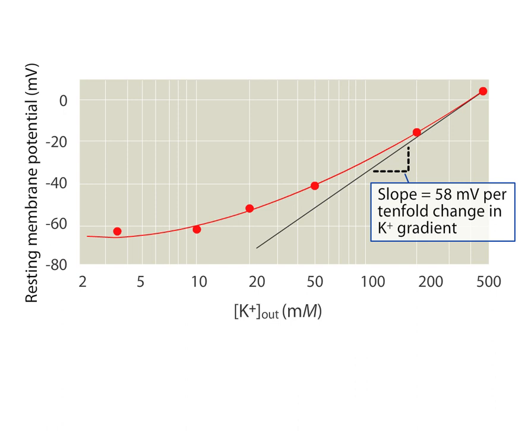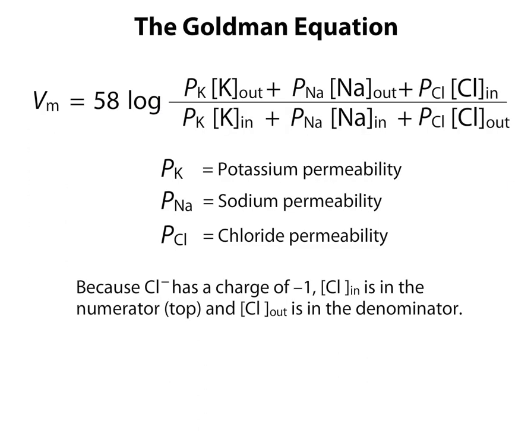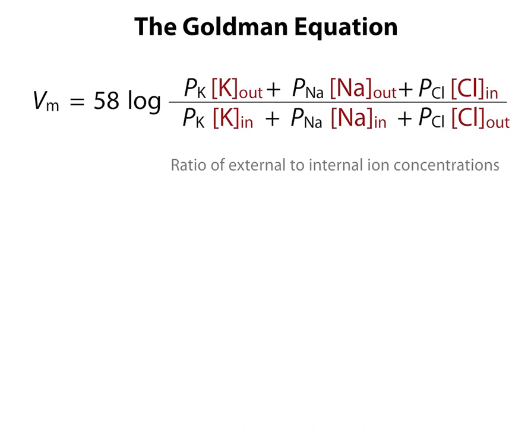The equation that allows us to do this is the Goldman equation. The membrane potential, Vm, is calculated based on the concentrations and relative permeabilities of all classes of ions that cross the membrane. Like the Nernst equation, the Goldman equation reflects the ratio of external to internal concentrations for each permeant ion, sodium, potassium, and chloride. It also includes their permeability coefficients, pNa, pK, and pCl. These terms reflect the intrinsic ability of each ion to cross the cell membrane.